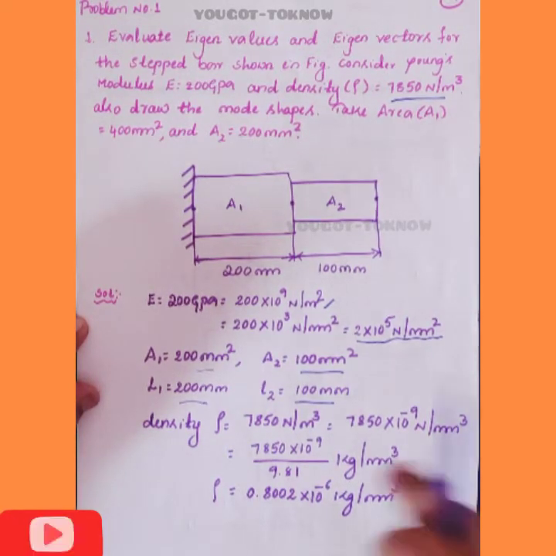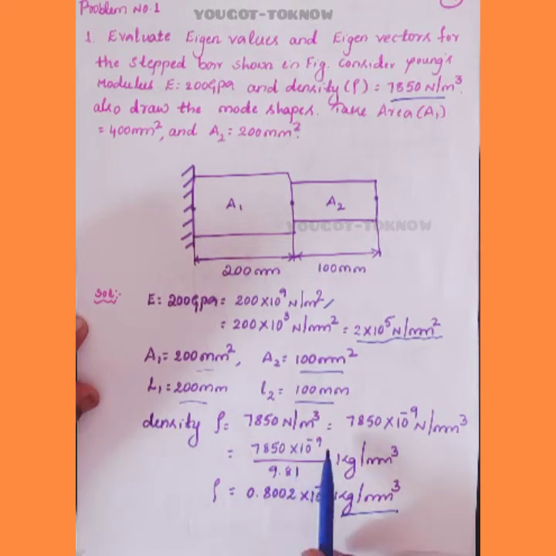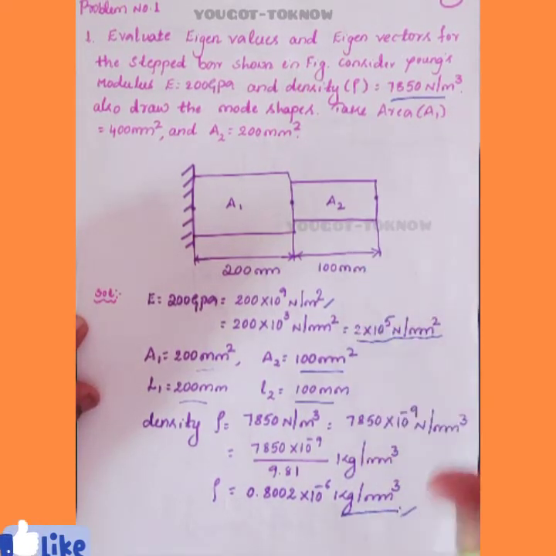Density should always be in terms of kg per meter cube or kg per millimeter cube. Why am I using kg per millimeter cube? Because all the dimensions are in millimeters. If you are using meters, keep your density in kg per meter cube. Density is in Newton per meter cube; dividing by 9.81 converts it to kg per meter cube. I multiplied 7850 by 10⁻⁹ to get Newton per millimeter cube, and dividing by 9.81 gives kg per millimeter cube. First, check that all values are in common units.